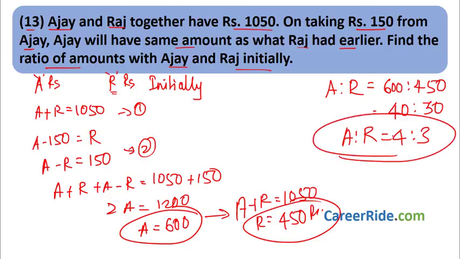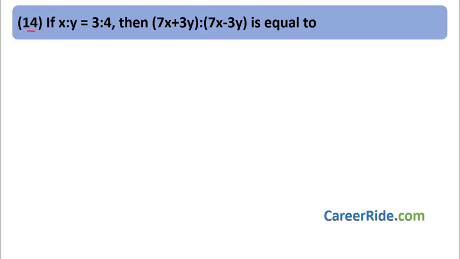Moving to next question. Question number 14. If x is to y is equal to 3 is to 4, then 7x plus 3y is to 7x minus 3y is equal to, again an extremely easy sum, and there are two ways to solve this sum. Okay, let us see both the ways. First way is the best shortcut method. Let us see what the shortcut is.